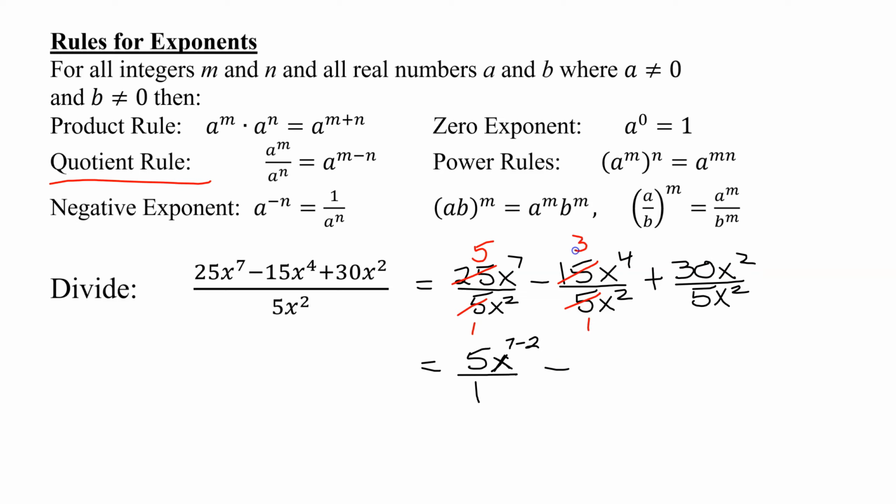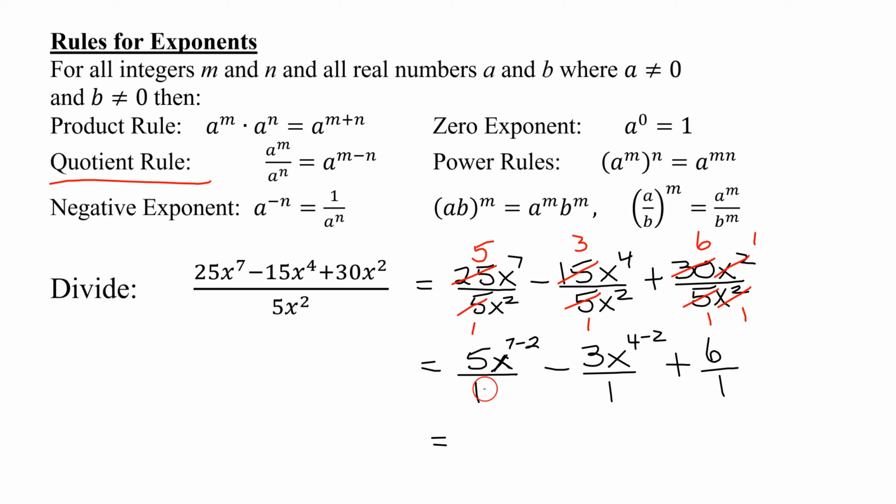5 goes into 15 3 times, so I'm going to get minus 3x to the subtracted exponents. Start with the one in the numerator, 4 minus 2, and the answer goes in the numerator, and I just divide it by 1. Plus my last term, 5 reduces into 30 6 times, and in this case, I have x^2 in the numerator and x^2 in the denominator, so those both reduce out. So I get left with 6 times 1 is 6, all divided by 1 times 1 is 1.